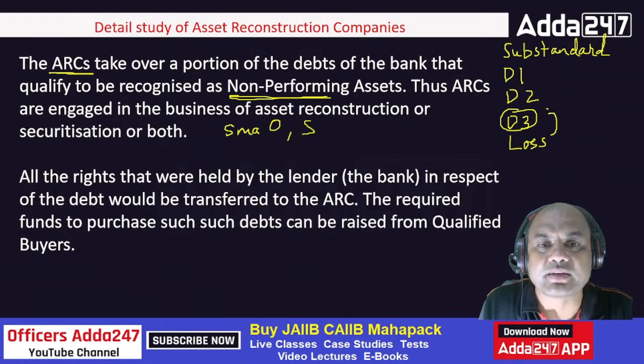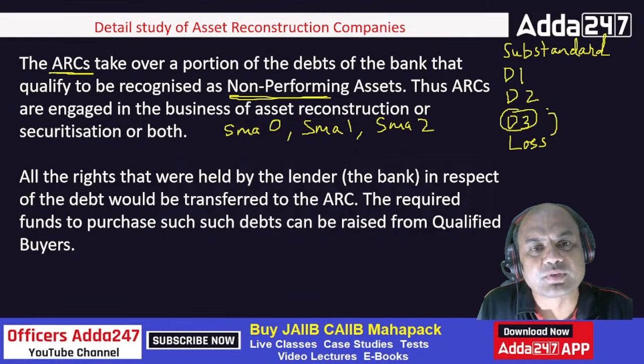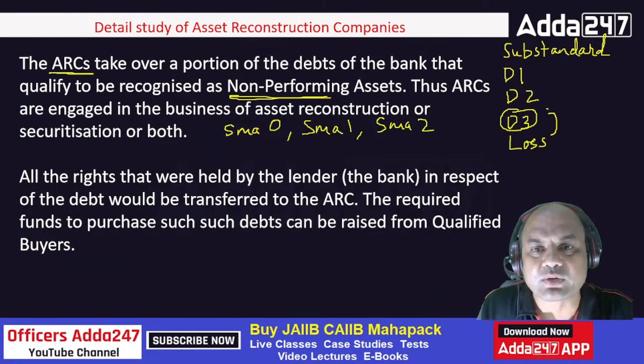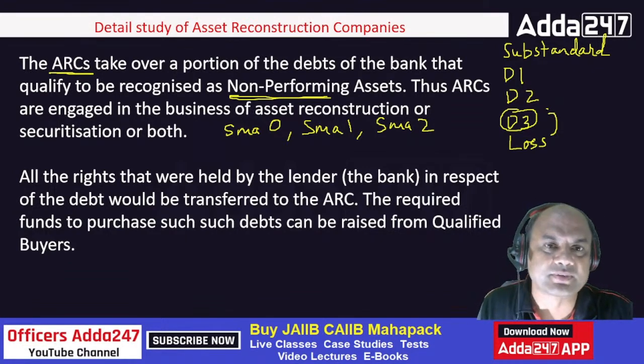Then SMA 1. Right? And then SMA 2. Again, there is a detailed study about this: 0 to 30 days, 30 to 60, 60 to 90. This is all known as SMA 0, 1, 2. And after that, NPA starts. Okay, what is NPA over here?